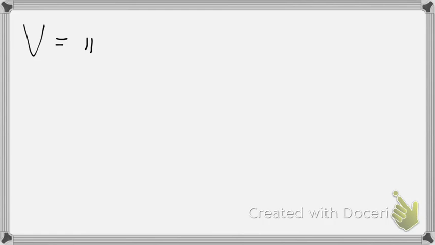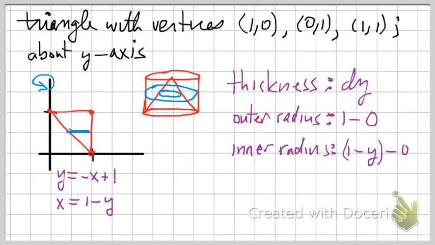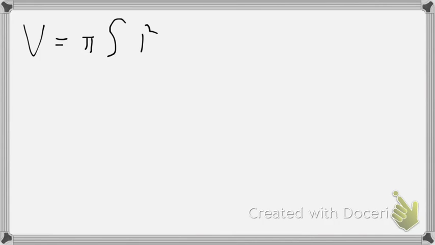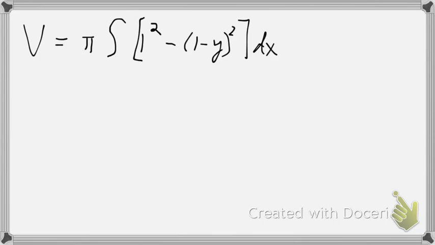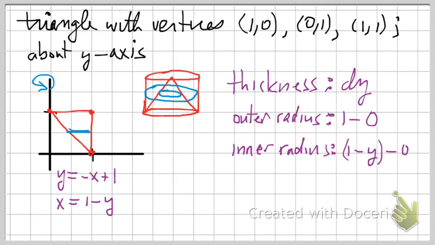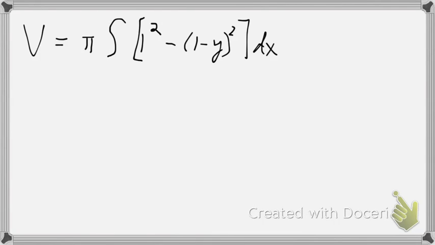So volume, pi big R squared minus pi little r squared. So that's going to be 1 squared minus 1 minus y squared dx. Pi big R squared minus pi little r squared, factor the pi out. Limits of integration? Oh, it's dy. Thank you.